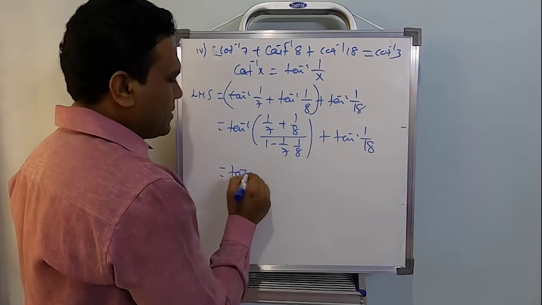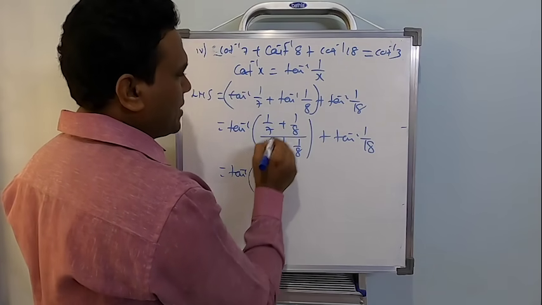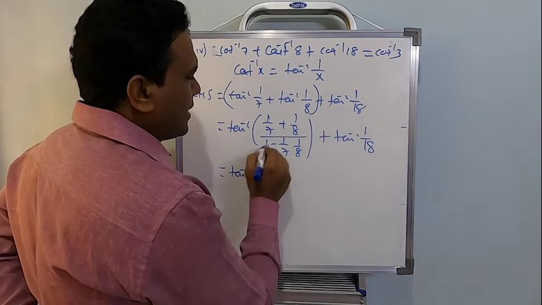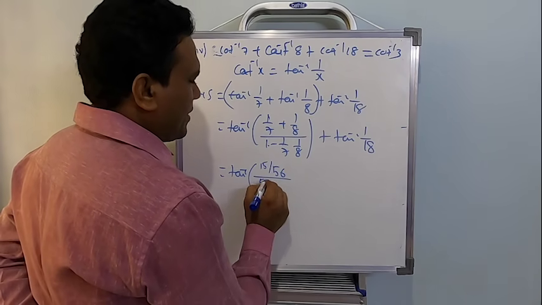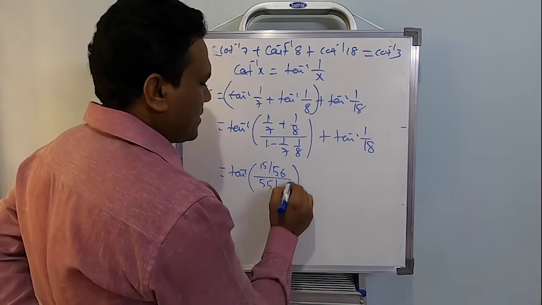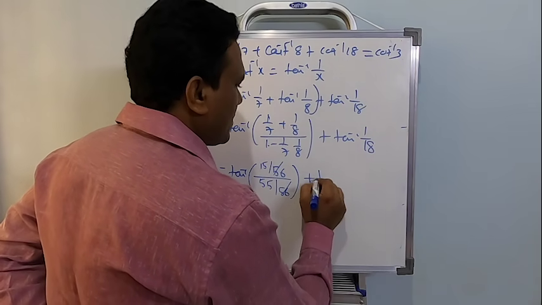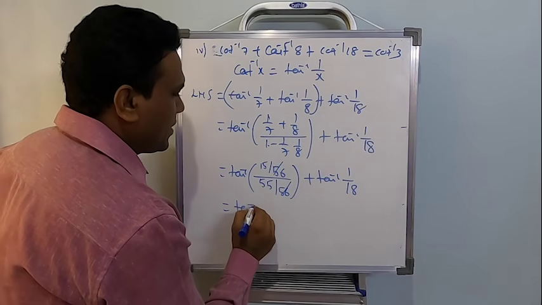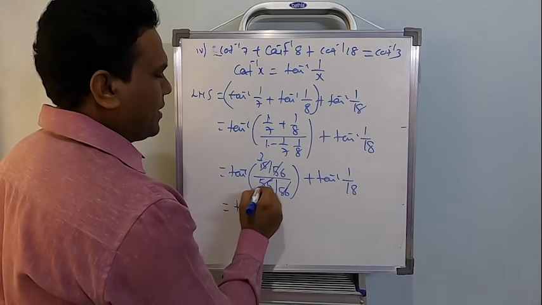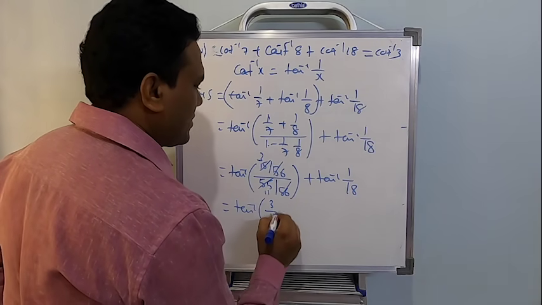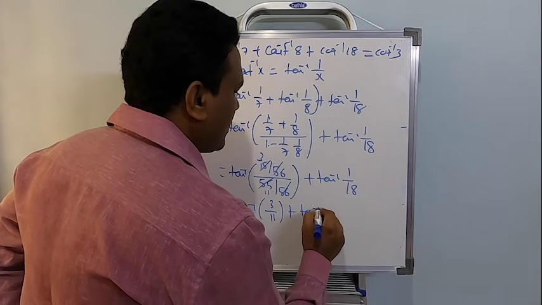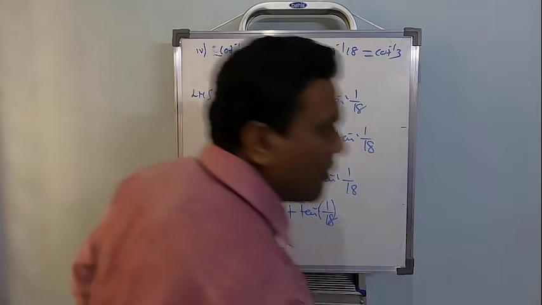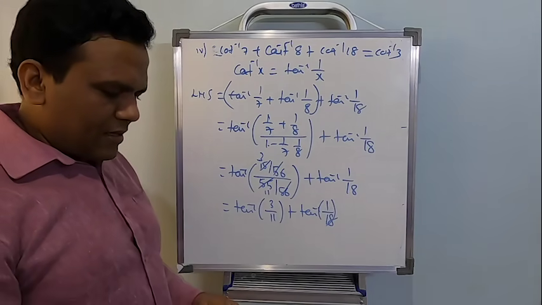So on taking LCM for this, the LCM will be 56. So it's going to be 15 by 56, and here it's going to be 55 by 56. Eliminate 56, plus tan inverse 1 by 18. So let us continue. Tan inverse, this will be 3 and this will be 11. Tan inverse 3 by 11 plus tan inverse 1 by 18. Now which formula should I apply? Now I should apply the formula of tan inverse x plus tan inverse y.